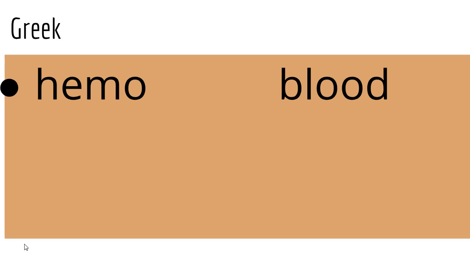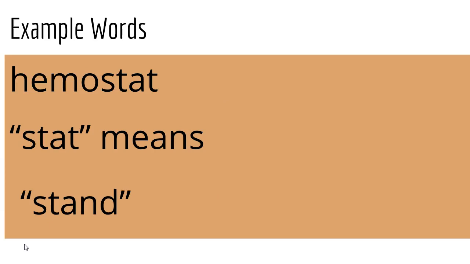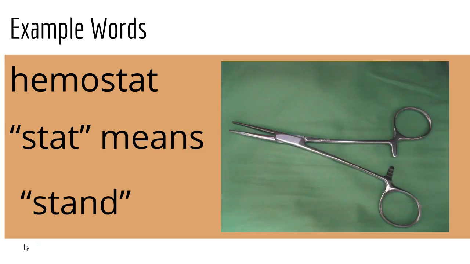Hemo means blood. This is where we get words like hemoglobin, hemorrhage, and hemostat. Let's look at the word hemostat. The stem stat means stand. This picture is of a medical device called a hemostat.